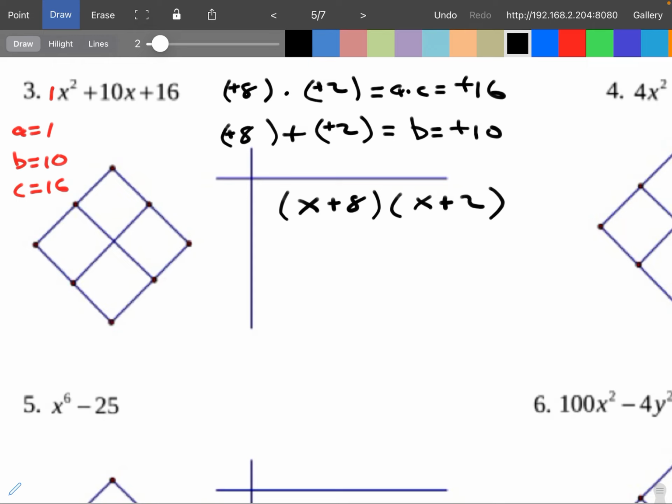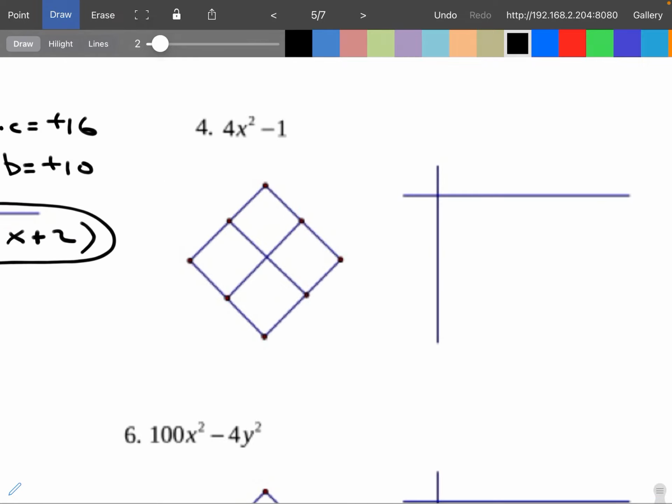Now, is that a perfect square trinomial then? No, those are not identical. I mean, it does factor. So you still factored that quadratic trinomial into those two binomial factors, but they're not identical factors, so it's not a perfect square trinomial.